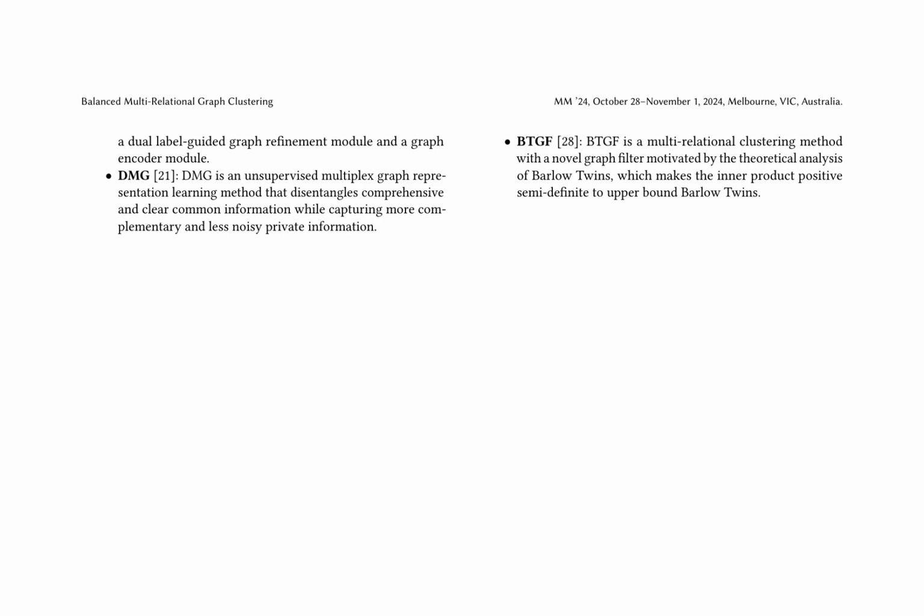The dual-label guided graph refinement module utilizes both node and edge labels to refine the graph structure iteratively. It optimizes the graph structure by adjusting the edge weights based on the similarity between node labels and edge labels, enhancing the clustering performance. The graph encoder module, on the other hand, uses a neural network to learn the node representations that preserve the graph structure and node attributes. The proposed method outperforms DMG and BTGF in various clustering metrics such as modularity, conductance, and clustering coefficient.